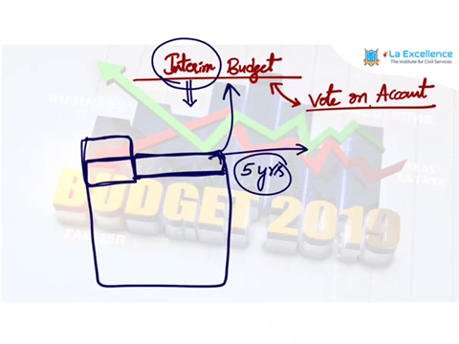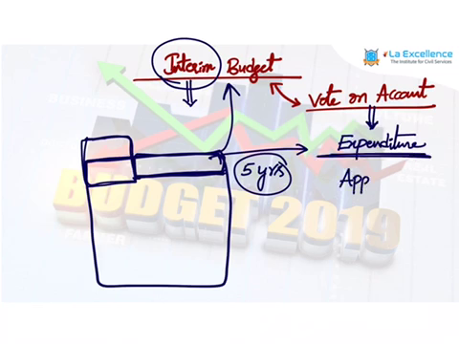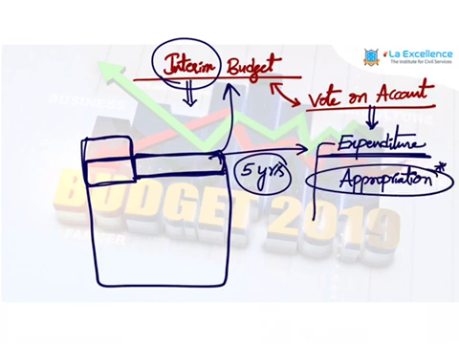Then, what is the meaning of this word vote on account? This vote on account is the expenditure side of the budget. Expenditure side of the budget means we have appropriation bills, given by different departments under different ministries. For the general expenditure, they seek some grants.